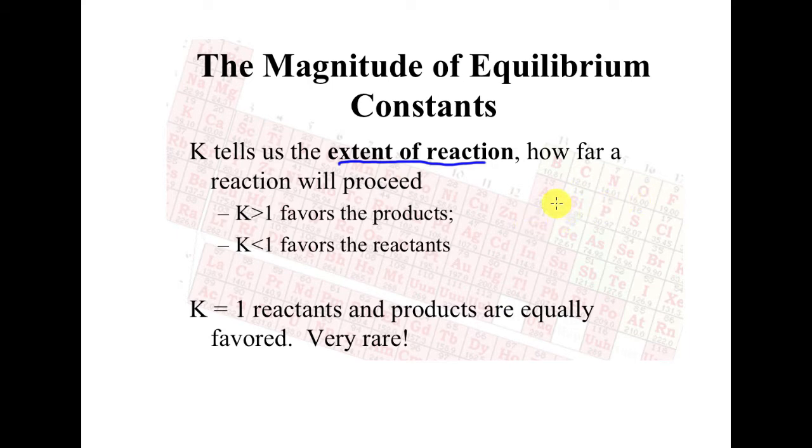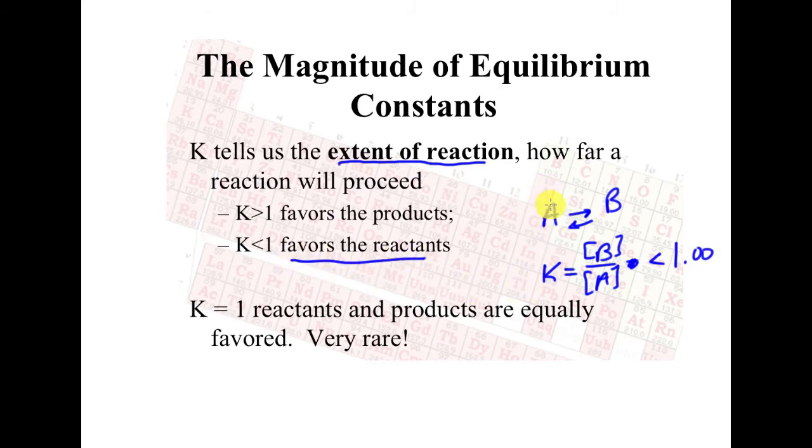So if we were trying to produce, remember that reaction A to B, if we were trying to produce B, we want to make a lot of this. Well, based on that reaction, it's not going to work because we didn't get a lot of B, we had more A. So if I were to look at the reaction for K, B over A, and compare the concentrations of these two, K would be less than 1, because I had more A than I did B. What that means is I favor the reactants. I favor this, not this.